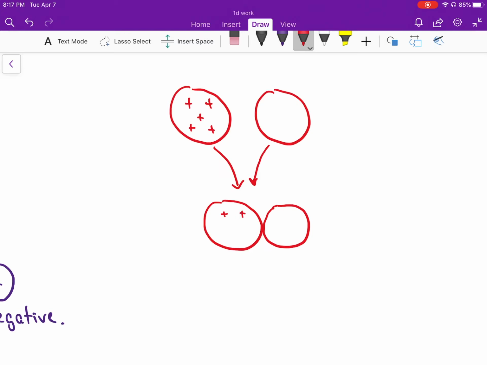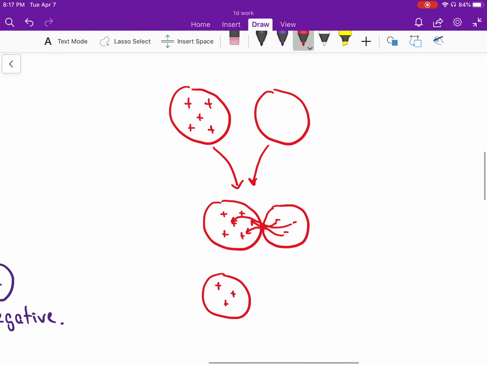There were a bunch of positives over here. The negatives in this object are going to want to leave here and go over there. The negatives are free to move, so they literally move around. A bunch of negatives move into the one on the left, so it's not quite as positive as it was before. The one on the right, negatives left it, making it a little bit positive.